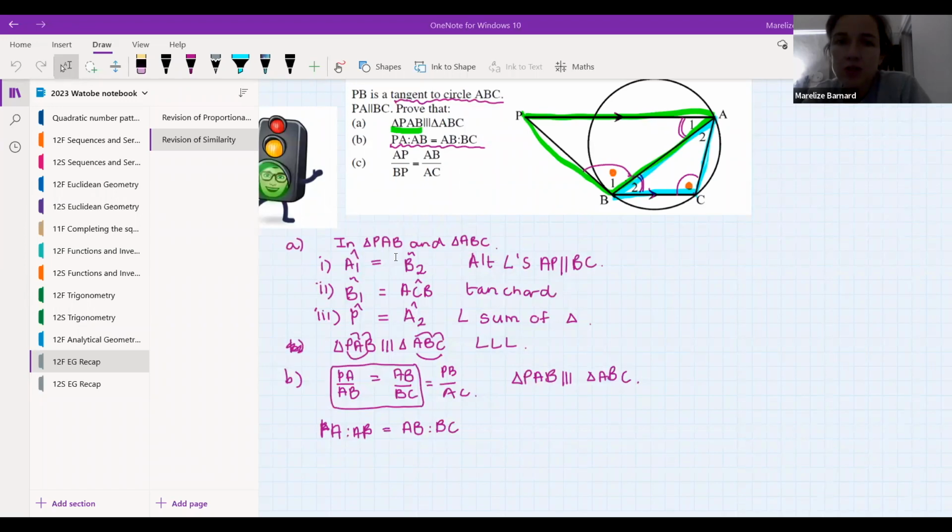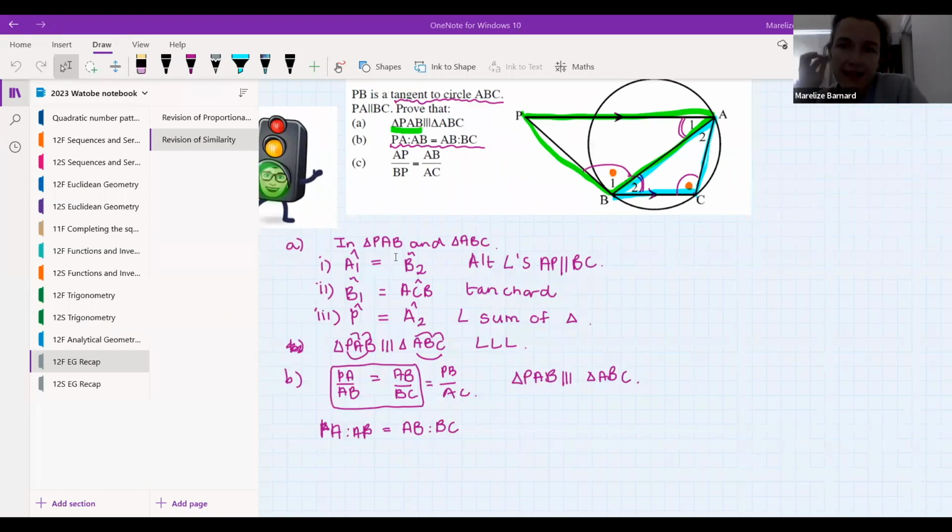So highlight your two triangles. You've got triangle PAB and triangle ABC. You can do B1 equal to angle C. That's because of tan chord theorem. And you can do angle A1 equal to angle B2. That's because of alternate angles, AP parallel to BC. Remember, you have to put that AP parallel to BC.